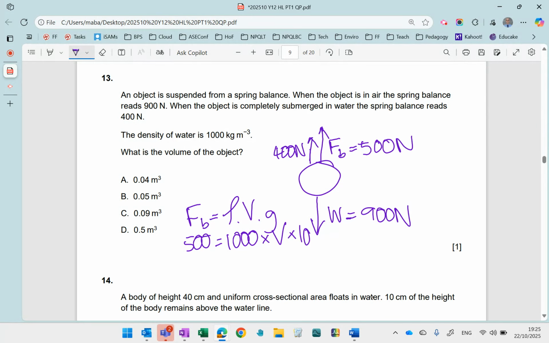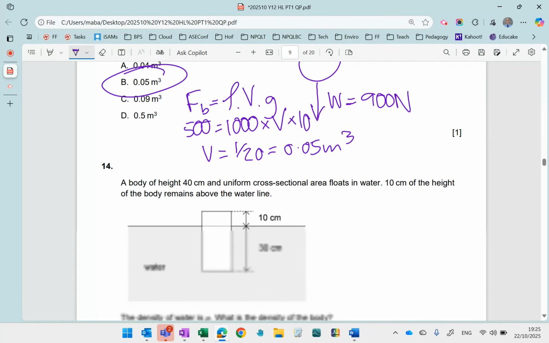Can't do that in my head. Yeah, I think I should be able to do that in my head, right? So that's 1 over 20, which is 0.05 meters cubed. Awesome. Answer B.